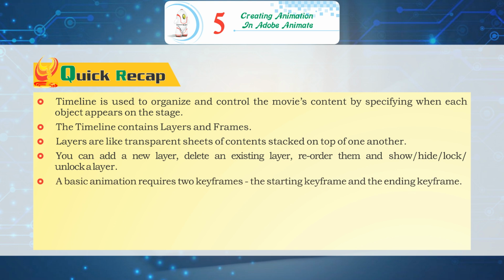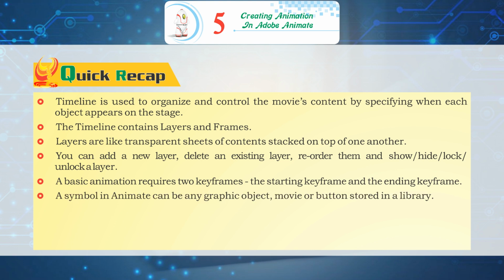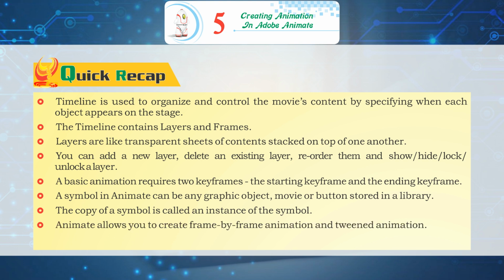A basic animation requires two keyframes, the starting keyframe and the ending keyframe. A symbol in Animate can be any graphic object, movie or button stored in a library. The copy of the symbol is called an instance of the symbol. Animate allows you to create frame-by-frame animation and tweened animation. Tweened animation is of two types, motion tweening and shape tweening.